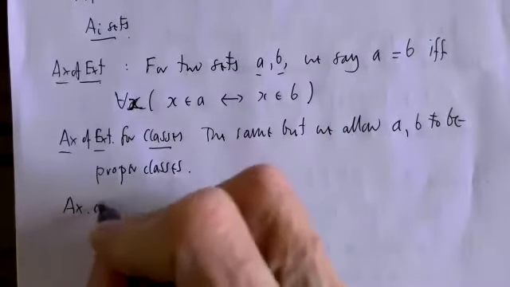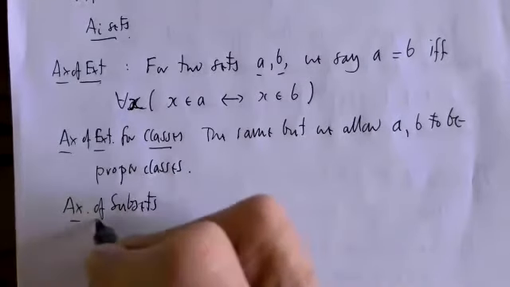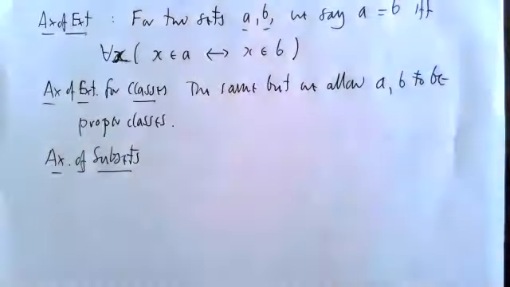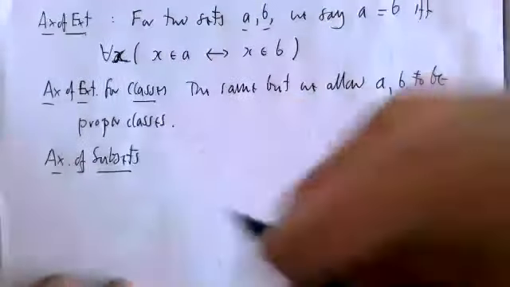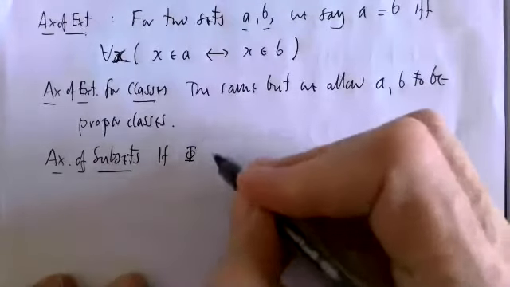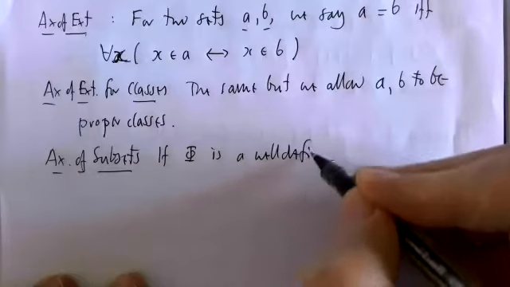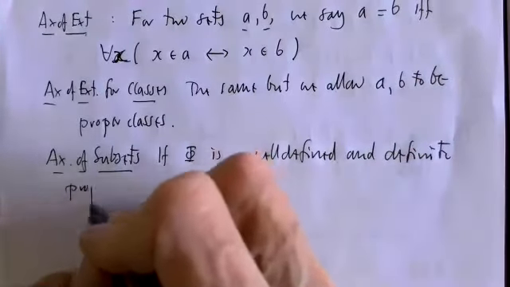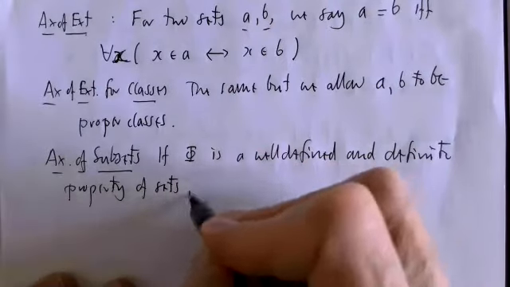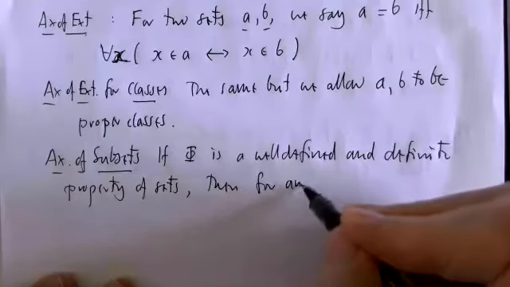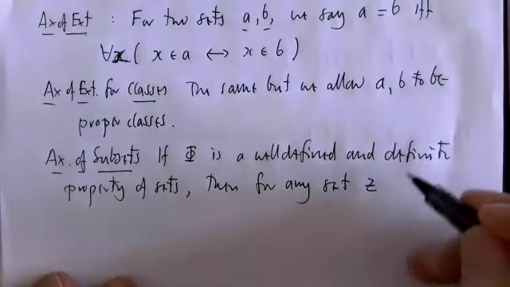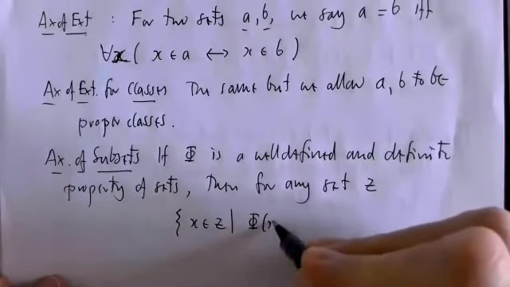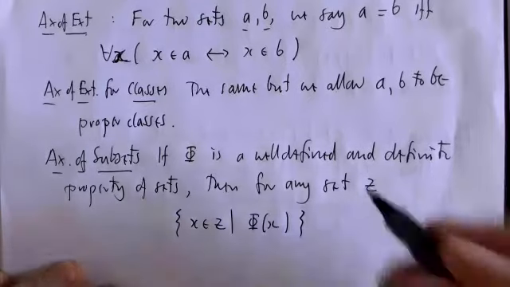The axiom of subsets says that if you've got a well-defined, definite property of sets, then for any set Z, you look at the collection of things in Z which have the property, and this is a set.